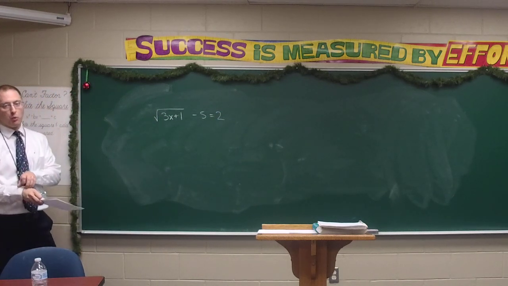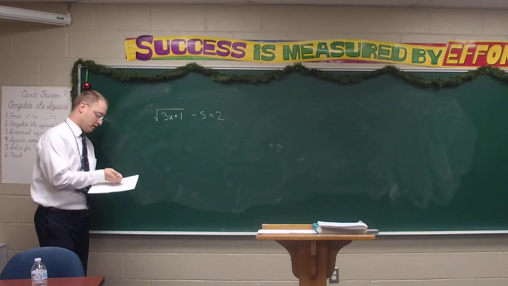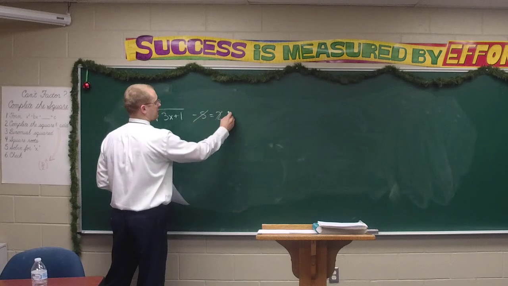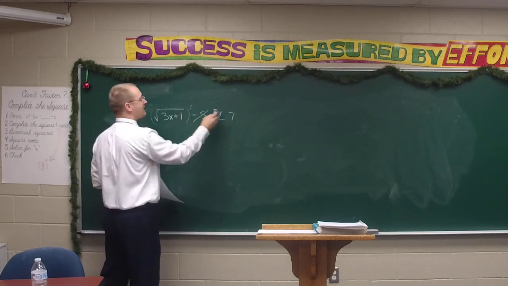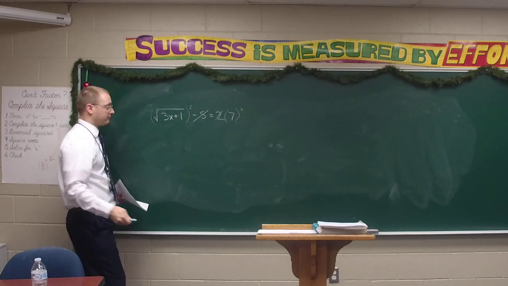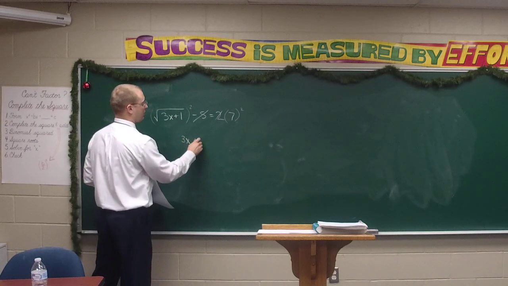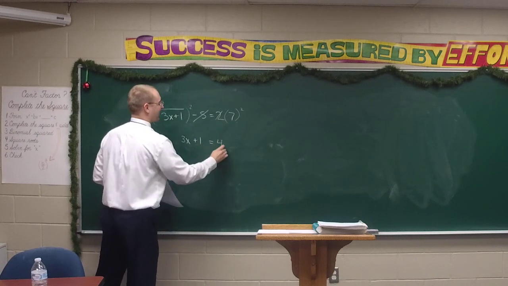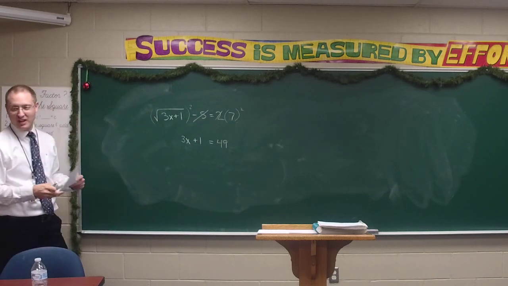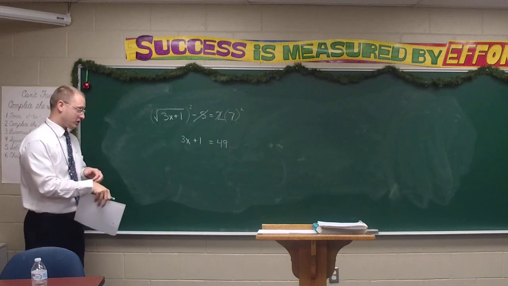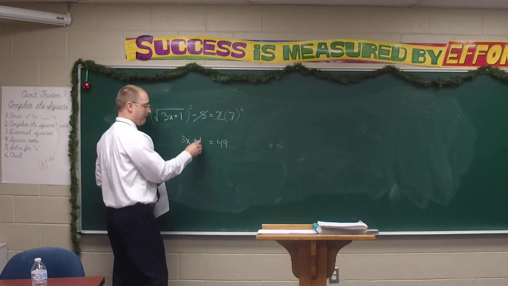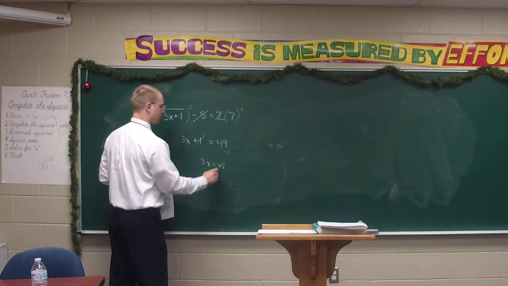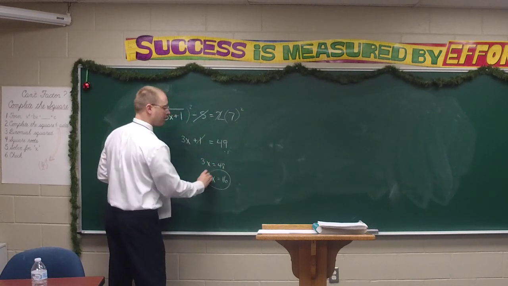Isolate the radical means I do what here, Genesis? Add 5 to get 7. And then when I square both sides, it's going to give me what? 3x plus 1 equals 49. All right, struggling to get it out there. And then to finish it out here, let's go to Audrey. Subtract the 1, 3x equals 48, x is 16. There we go.